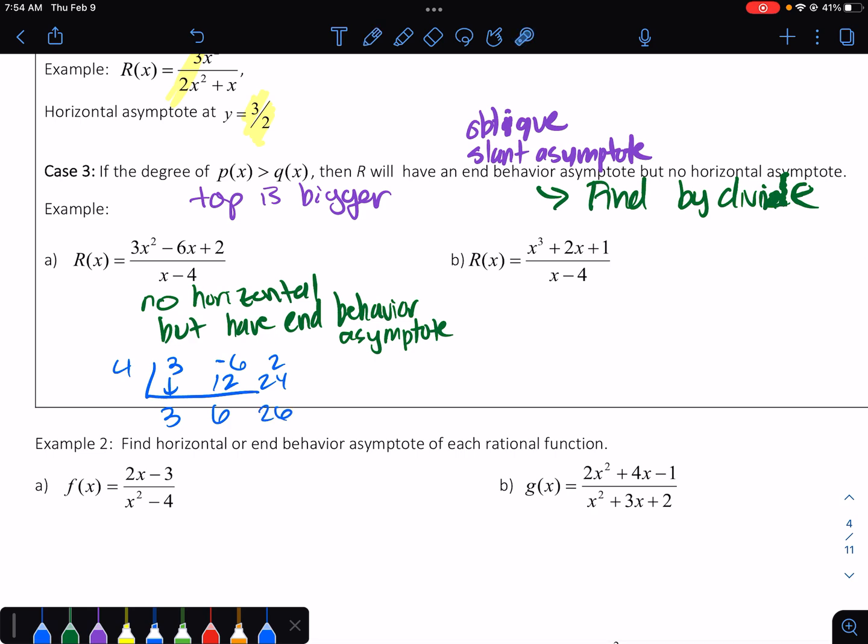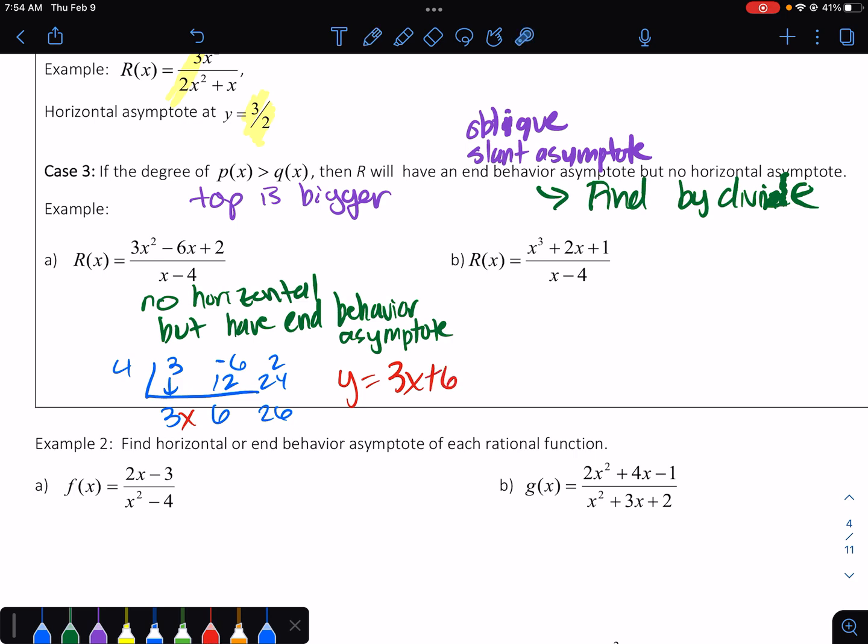Now, on our end behavior or slant or oblique asymptote, we don't actually care about the remainder. The remainder is negligible, right? When we're talking about the end behavior, we're talking about what's happening as we go to the very, very far ends of the graph. So if I have some remainder amount, it's not going to be very impactful towards the far ends of the graph, so to the very far left or to the very far right. So then on this one, it was a squared, so it's going to knock it down to a first power. So our end behavior asymptote is going to be y equals 3x plus 6.